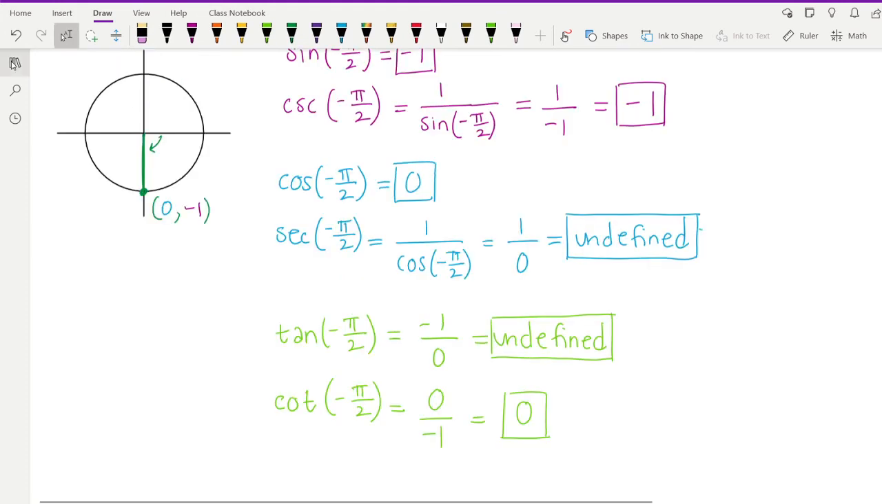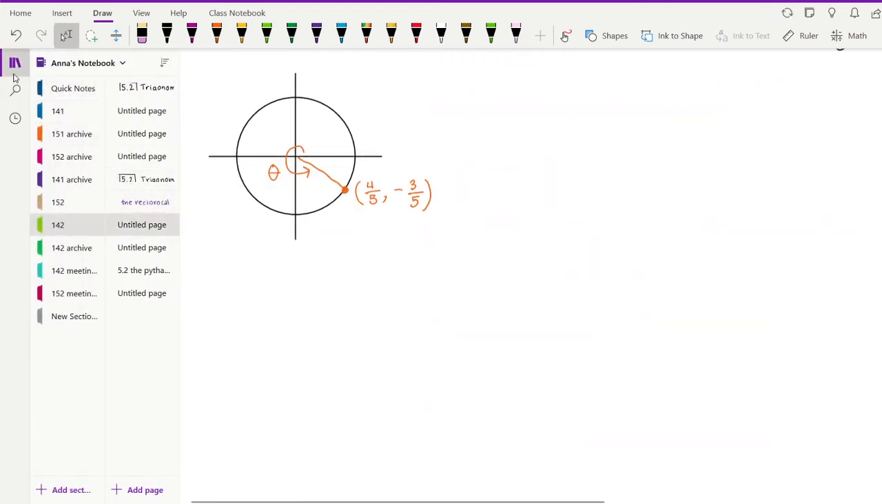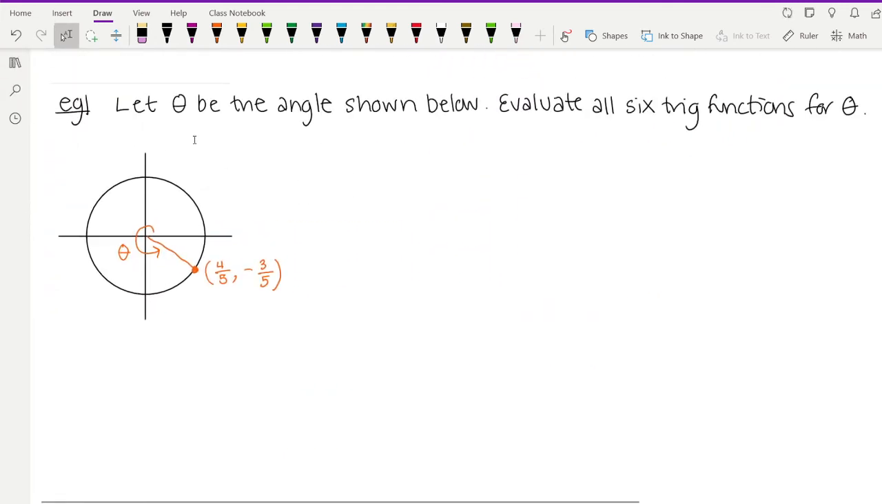So next I want to do a few more examples, and we'll see that these examples are going to be a little bit different than examples we've seen so far in terms of how we actually go about evaluating our trig functions. So first example says, let theta be the angle shown below. Evaluate all 6 trig functions for theta. So what is different about this question compared to some other ones we've done? Well, in this one, we are not told what theta is, right? It doesn't say, oh, theta is 7 pi over 6 or something like that.